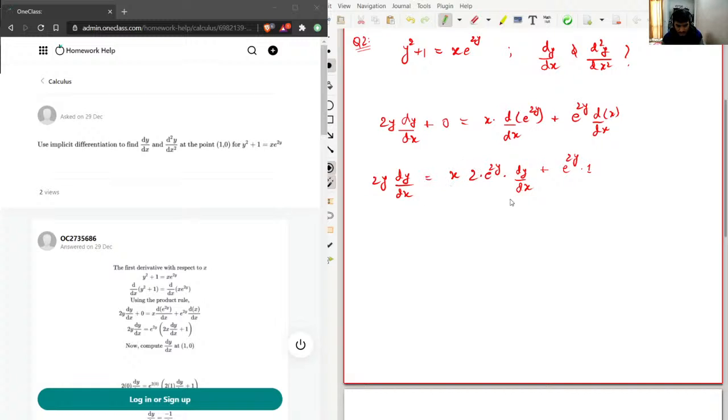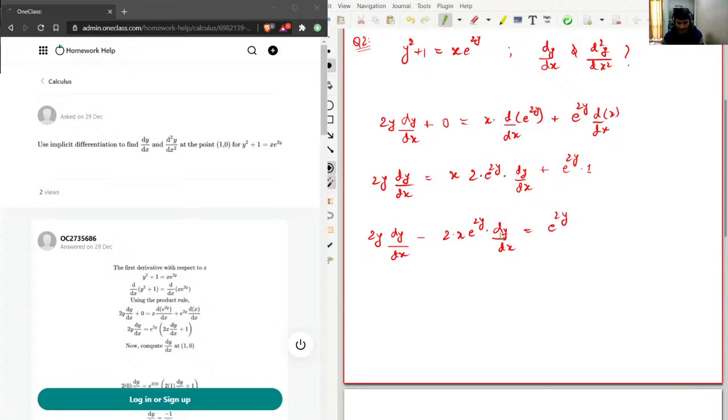Now I'm going to rearrange this equation. I'll take this whole term on the left hand side, so it becomes 2y dy by dx. But we need to keep this equation, because for calculating d square y by dx square we'll be continuing from this equation only. To calculate dy by dx at 1 comma 0, I am going with this step. So this will be 2 times x e power 2y dy by dx equal to e power 2y.